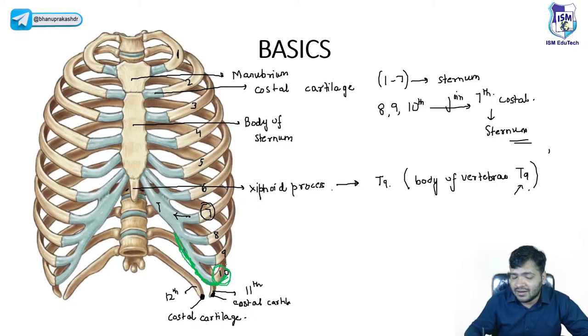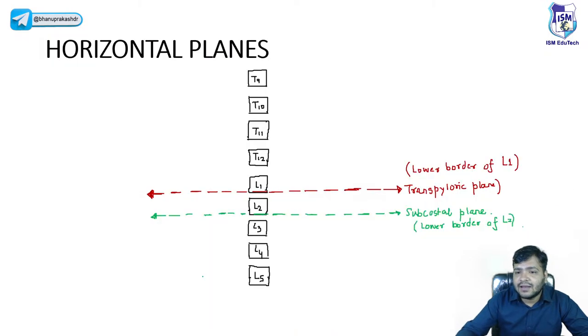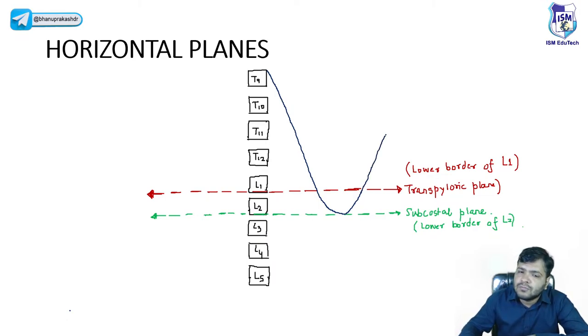Sub ka matlab ho gaya niche, andar, theek hai? Aur costal matlab kya ho gaya? Ye costal cartilage. Ye costal cartilage ki baat kar rahe hain hum log, theek hai? The costal cartilage, if you can see. So obviously at this particular plane, why is it called subcostal? Because the 10th costal cartilage jo wo milke bana rahe hain, it is actually lying at this particular plane. If you want me to show that, yeah, it is somewhat like this beta. Dono side pe hoga, theek hai?